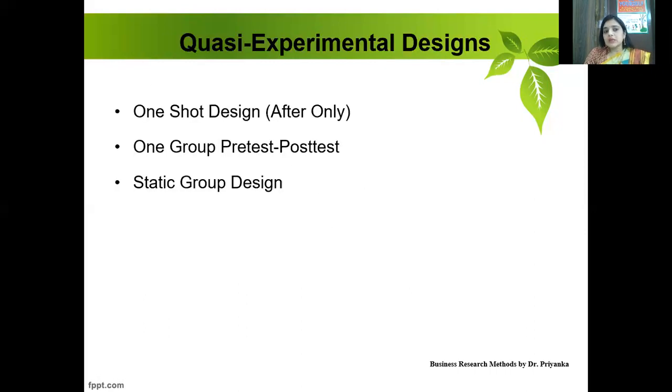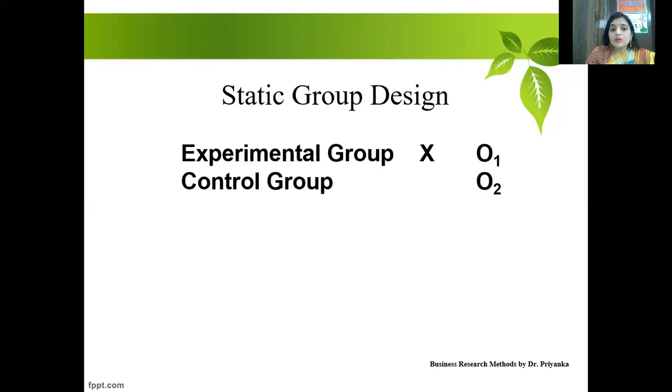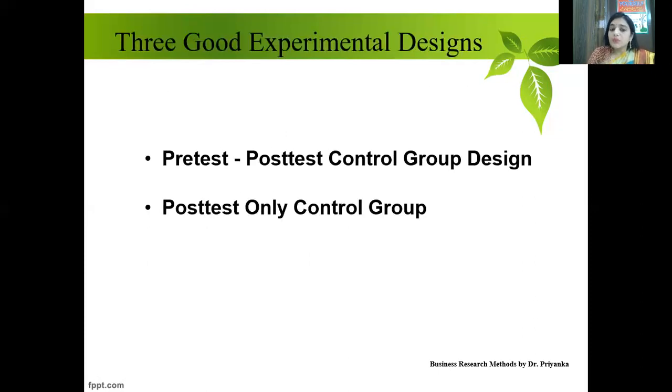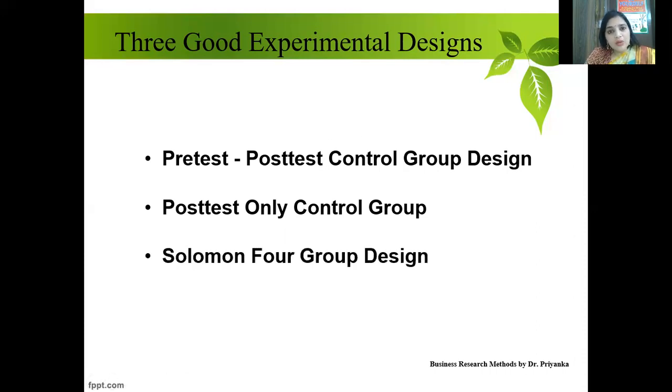We had these three designs: one-shot design, one group pre-test, post-test design, and static group design. You can replace this one-shot design with post-test only control group. Over there we were just taking one result, and here we are just trying to say that this post-test only is controlled. So post-test only control group. There it was one group pre-test, post-test design. So when we talk about one group pre-test, post-test, it is pre-test, post-test control group design here. And there it was static group design.